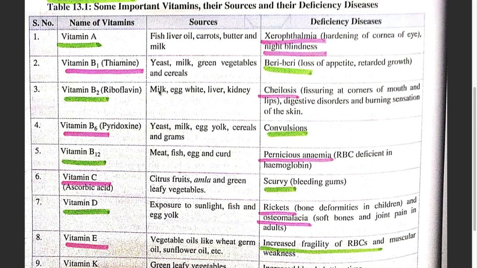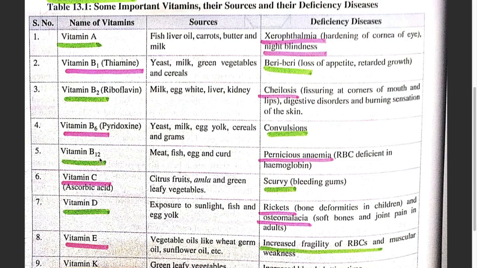The rich sources are milk, egg white, liver, kidney, etc. Deficiency causes cheilosis, which results in fissuring or cracks at the corners of the mouth and lips, digestive disorder, and burning sensation in the skin. Vitamin B6 is pyridoxine, and the rich sources are yeast, milk, egg yolk, cereals, and grams. The disease caused by this is convulsions.